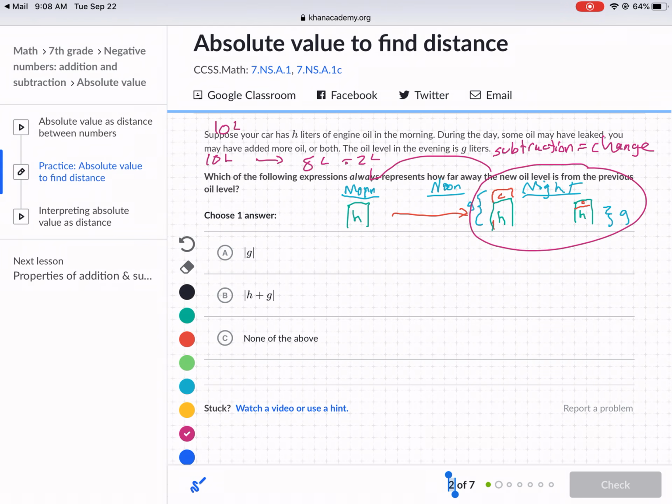If it started at 10 liters and we added oil throughout the day, it became 12 liters, or let's make it 13 liters, what's that? That's equal to 3 liters added. Okay, so you can always subtract one from the other, and it looks here that none of these offers that.